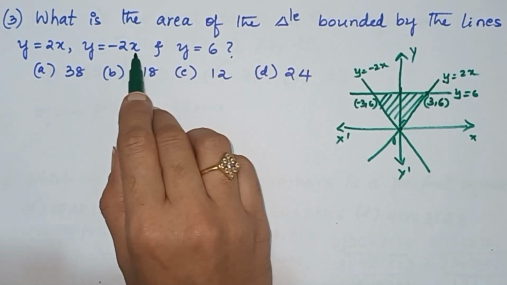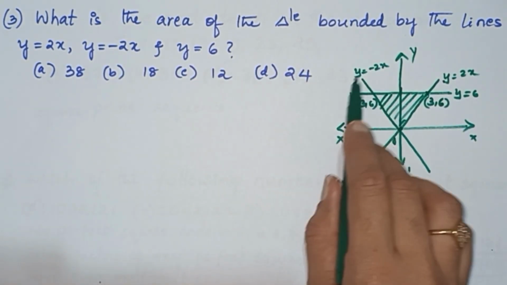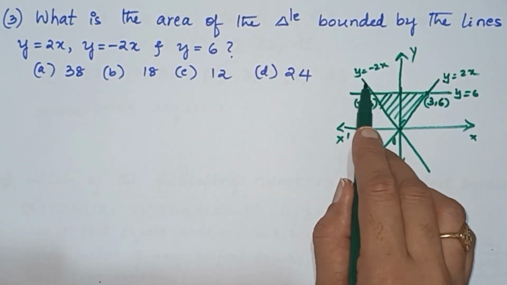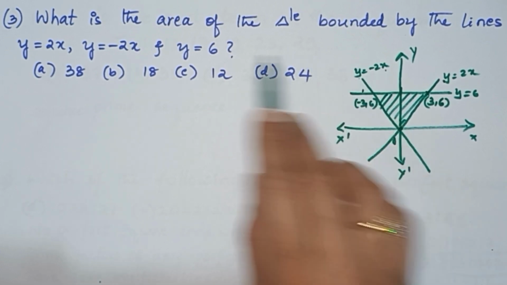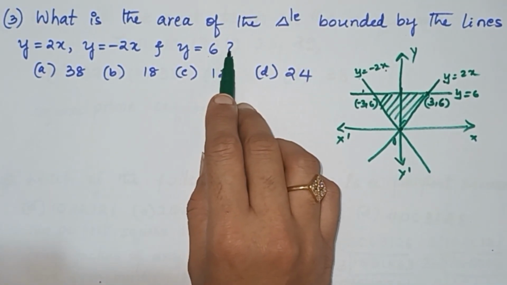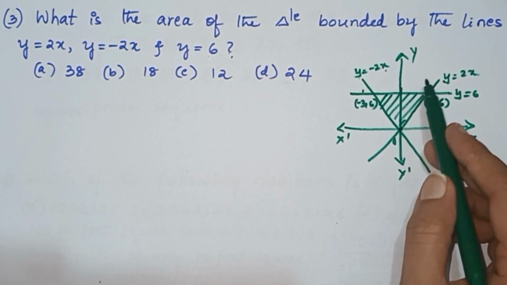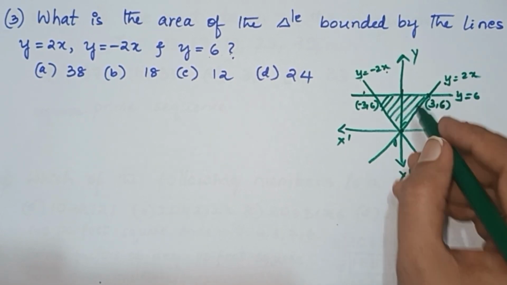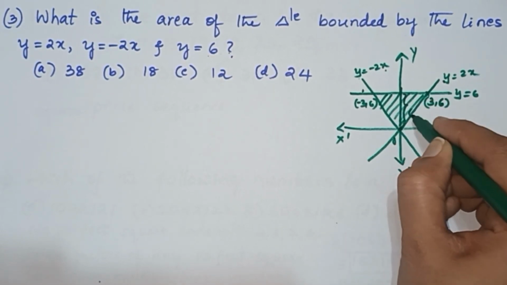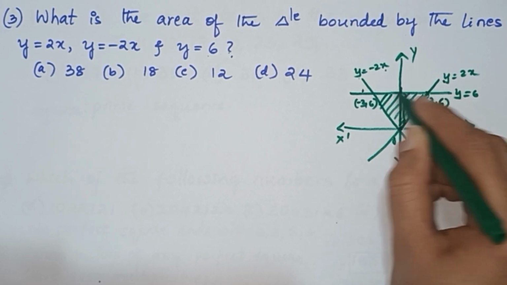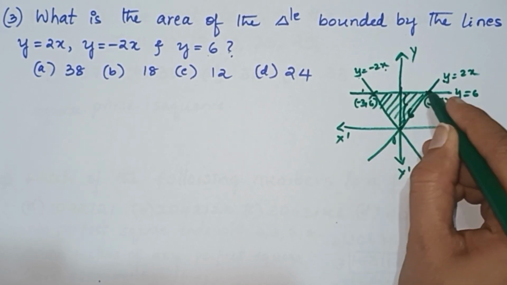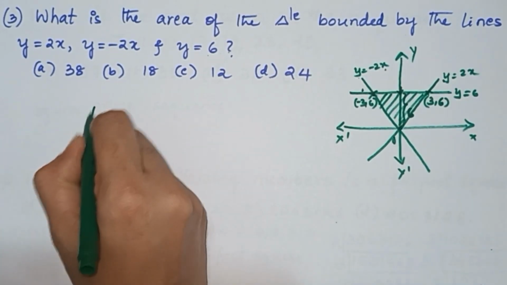y equal to minus 2x is also passing through the origin but in the opposite direction, that is y equal to minus 2x. y equal to 6 is a line parallel to x-axis, means above x-axis by 6 units. So this distance is 6. So this is the triangle formed by these three lines. Hence, we want the area of that triangle.